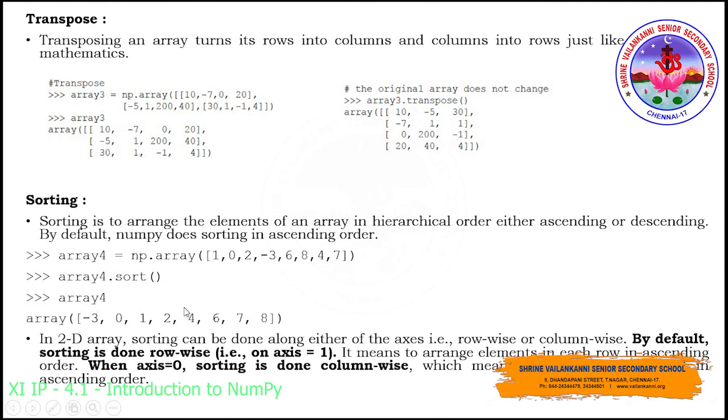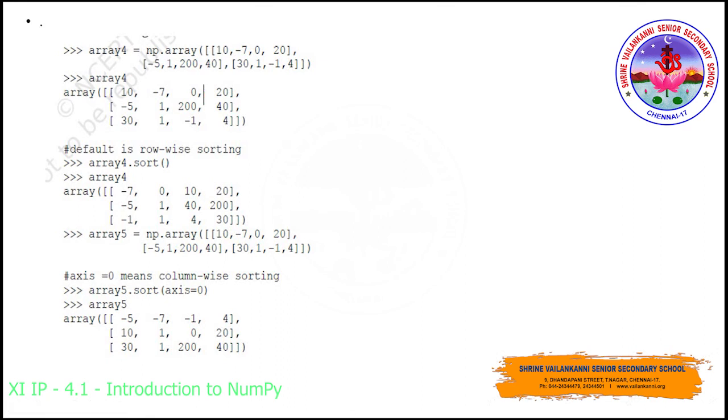And then sorting. Sorting, as usual, we know, is arranging in ascending or descending order. If you see here, they have created an array, and if I give array4.sort, everything will be arranged in ascending order. By default sorting is done row wise, which means the axis will be considered as 1. And if we want to arrange column wise, we have to provide the axis as 0. Based on that, they have given an example over here also.